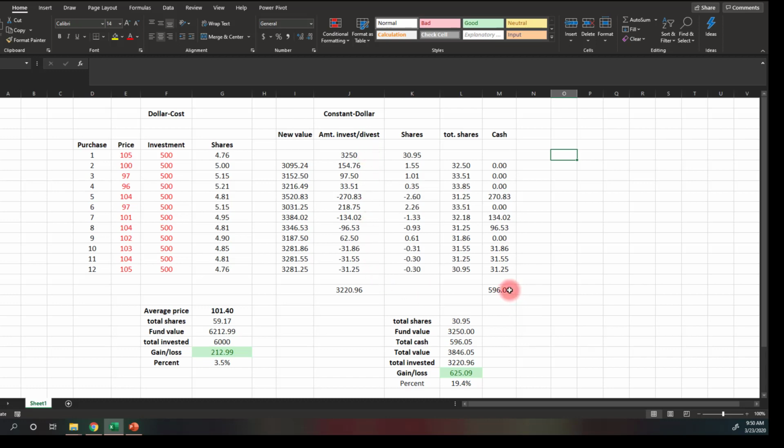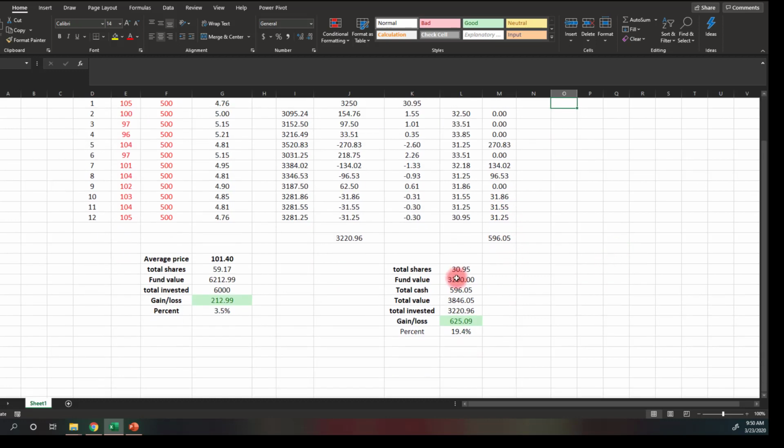And he also has $596 in cash. That's the sum of all the times he was able to sell some shares. So his total shares are almost 31. The fund's value is 3250, which is by design. That's mathematically how it should work, because that was his target up here. So if you take the number of shares times the current price of 105, it comes right to 3250. But he's got 596 in cash right here. So we add those two figures together, his value is 3846, but he's invested a total of 3220.